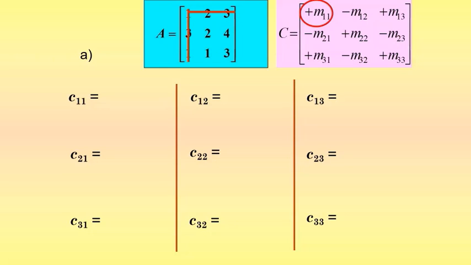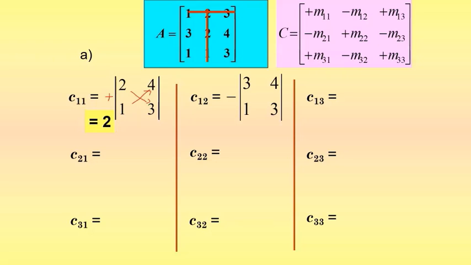For example, C11. Okay, the positive sign here, due to positive sign here. And then the value, this one minus this. So we have 2. C12, taking first row and second column. So we have these things. So we have the answer is negative 5.